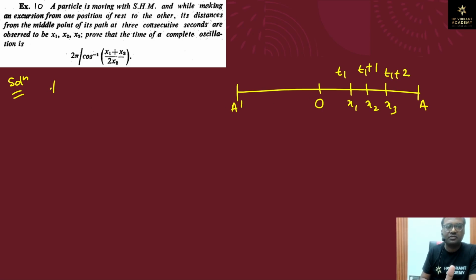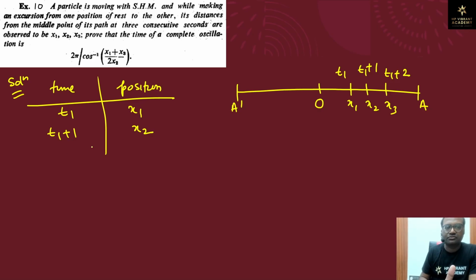Okay, so let us make a table of time and position. At T1, the position is x1. At T1 plus 1, the position is x2. At T1 plus 2, the position is x3. And we have the displacement x equal to a cos of root under mu into t. So let us put this.